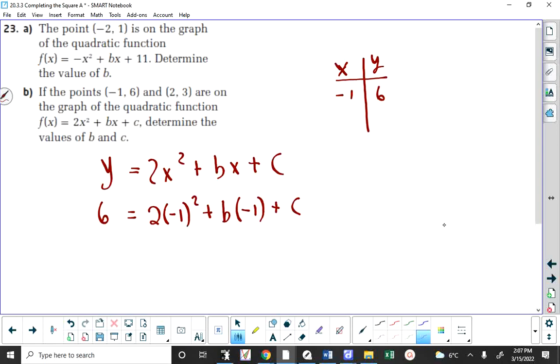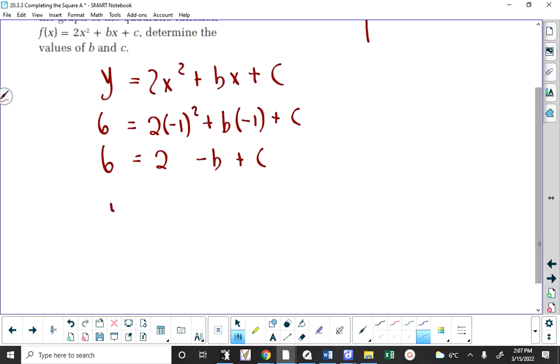So, and I'm also going to clean up this equation. Let's see, negative 1 squared is 1, times 2 is 2. So I have 6 equals 2 minus b plus c. You okay with that? And I'm just going to get rid of that 2 to the other side, so I end up with 4 equals negative b plus c.